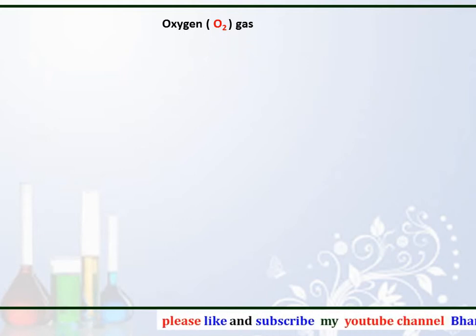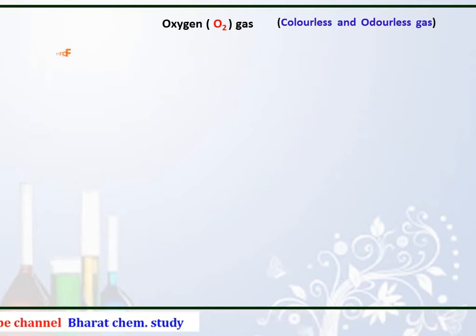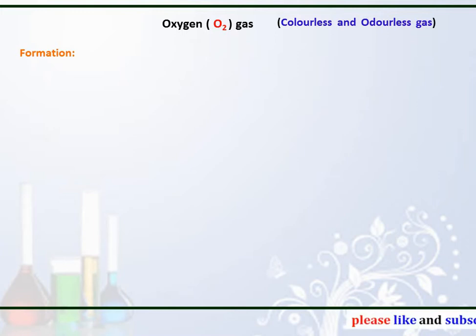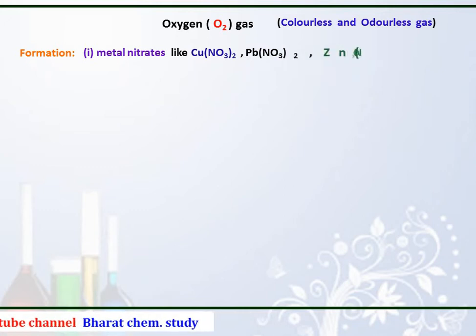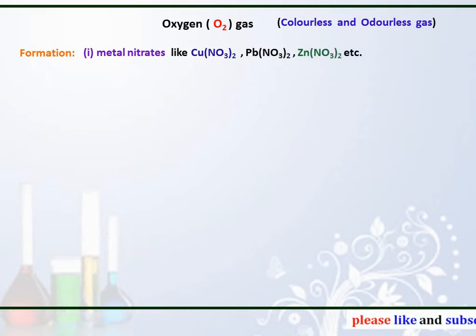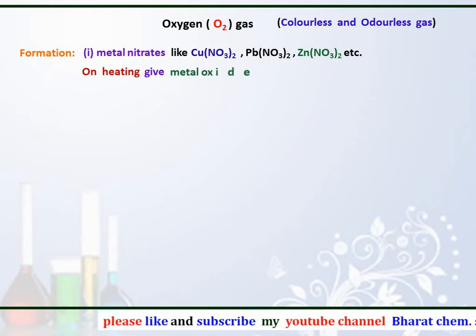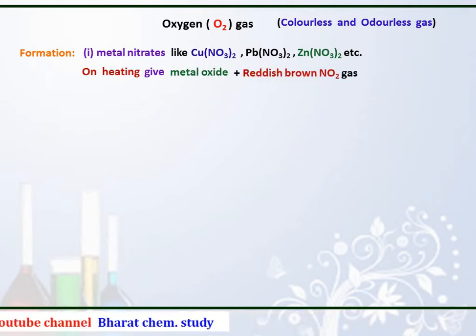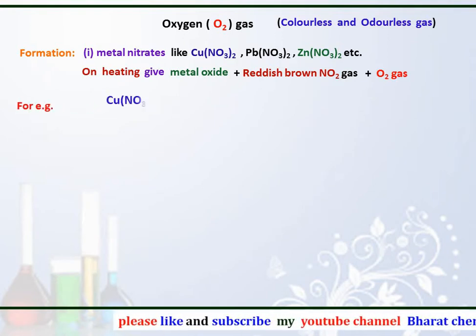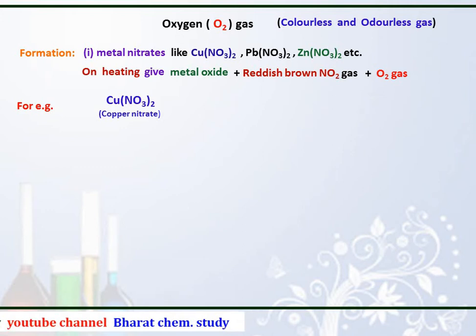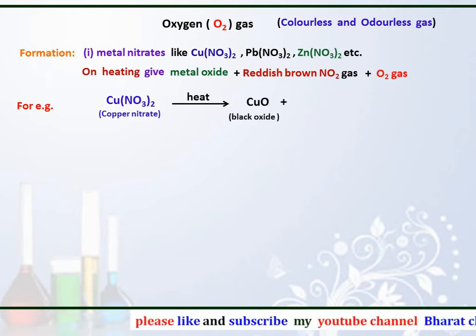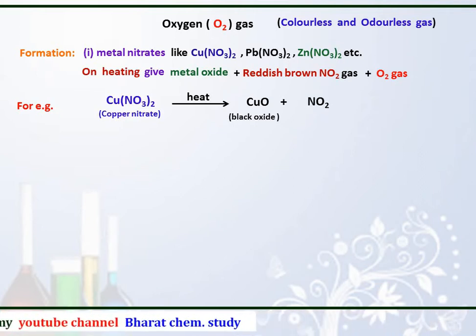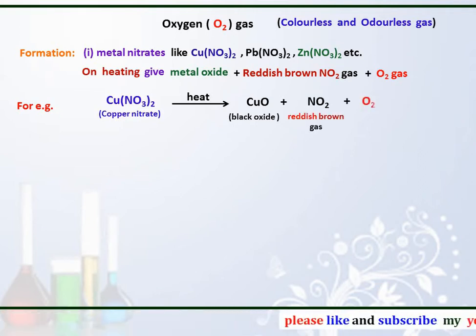Now oxygen gas. It's also a colorless and odorless gas. The first method of formation of oxygen gas is that metal nitrates like copper nitrate, lead nitrate, zinc nitrate, etc. on heating give metal oxide plus reddish brown NO2 gas, and oxygen is formed. For example, copper nitrate, which is blue in color, on heating produces copper oxide, which is a black color oxide, plus nitrogen dioxide, and oxygen, which is a colorless gas, is formed.